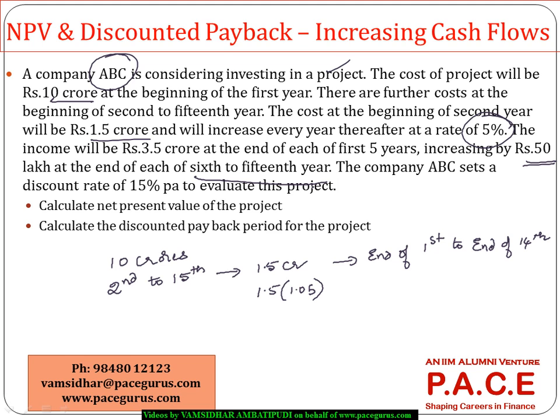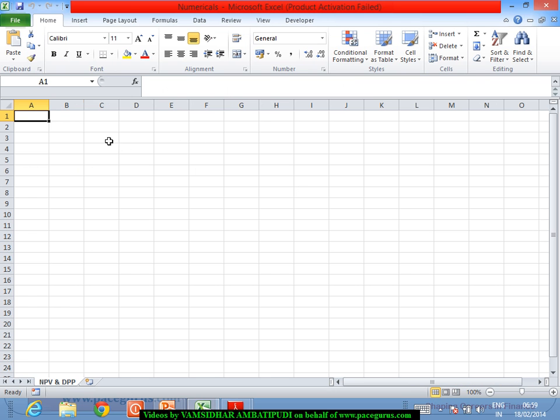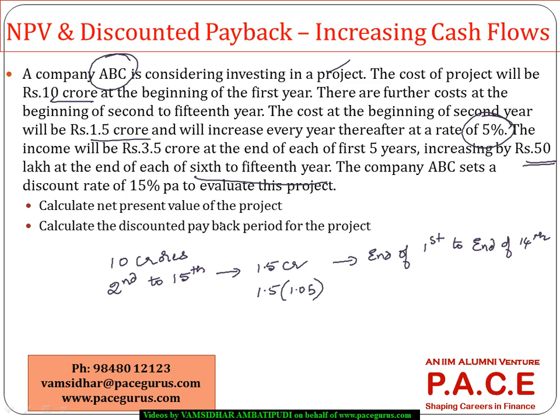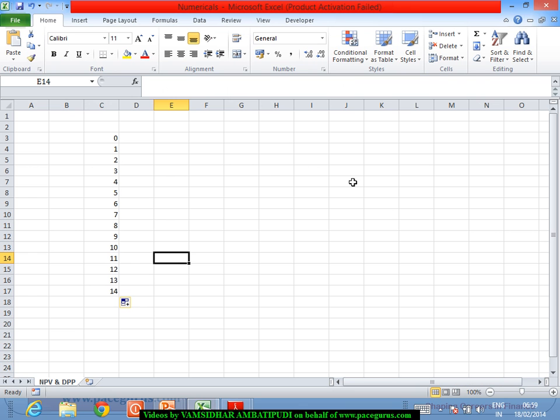Alright, so first I'll try to put it in a spreadsheet, with years 0, 1, 2, and I go up to the 14th year, because we are talking about the end of each of the first 5 years. Even in the 15th year also, so here I'll talk about the costs and here I'll talk about the income.